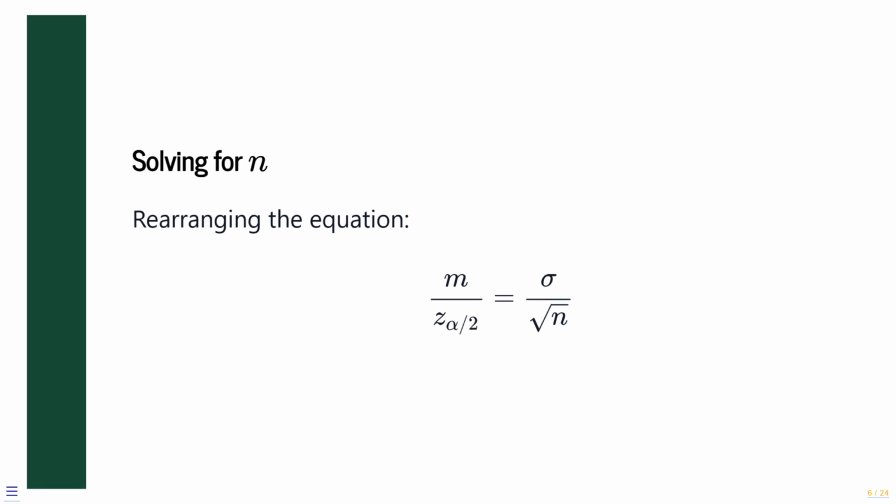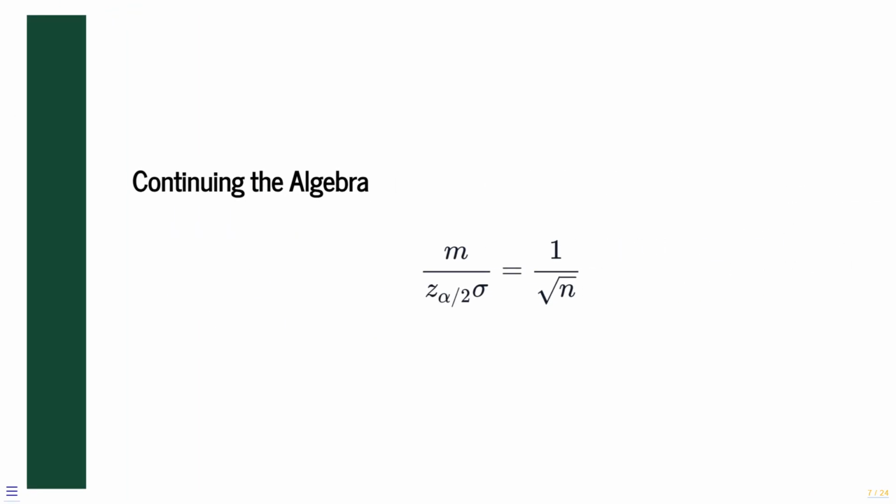We can rearrange this formula to solve for the sample size. First, divide both sides of the equation by the critical value z alpha over 2. This gives the margin of error divided by the critical value on the left side and sigma divided by the square root of n on the right side. Next, we continue rearranging the equation by dividing both sides by sigma. This leaves the margin of error divided by the product of the critical value and sigma equal to 1 over the square root of n.